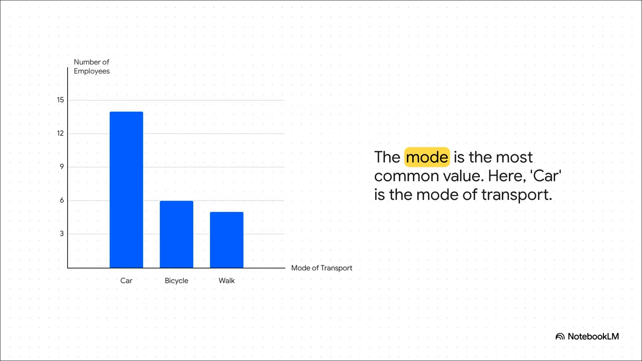But you know what they say, right? A picture can tell you so much more. The second we turn that table into a simple bar chart, the story just pops right out at you. You can't miss it. That huge bar for car tells you everything instantly. And just like that, you understand the mode.